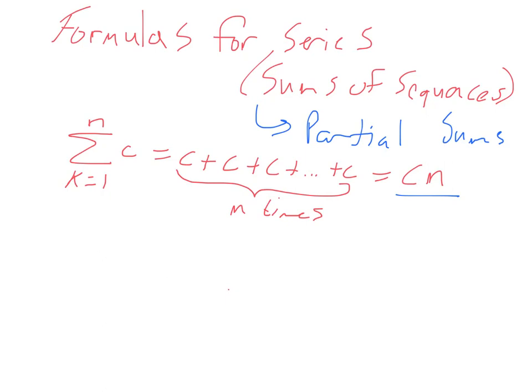On the other hand, if I have the sum from k equals 1 to n of k, what if I'm just adding up 1 plus 2 plus 3 plus 4 and so on, all the way to n? That one has an interesting formula, and all these formulas that are going to come up, like the last one, are a really easy proof. We can just see right away that's the case.